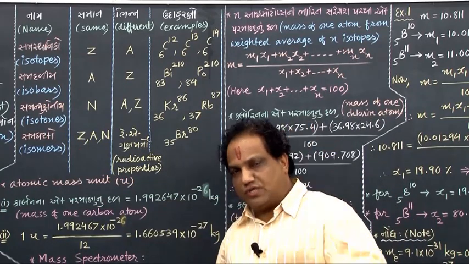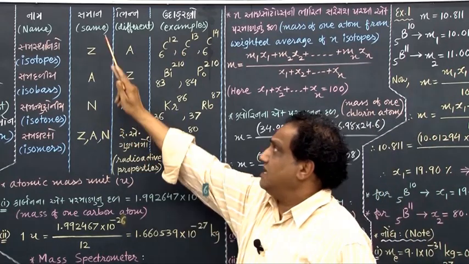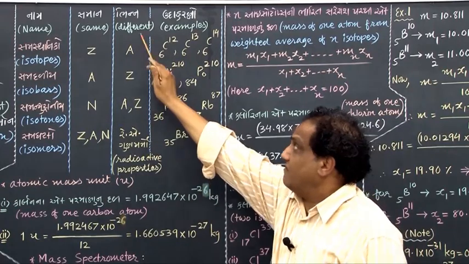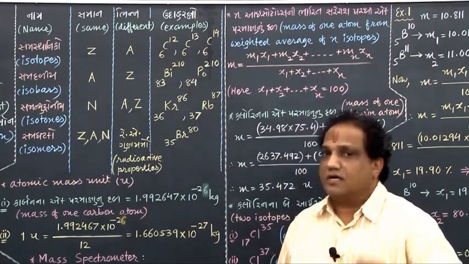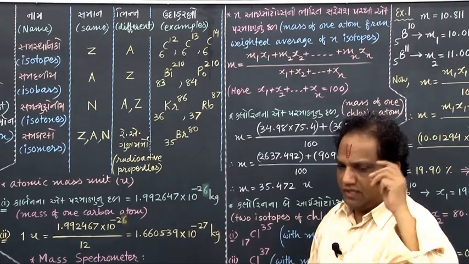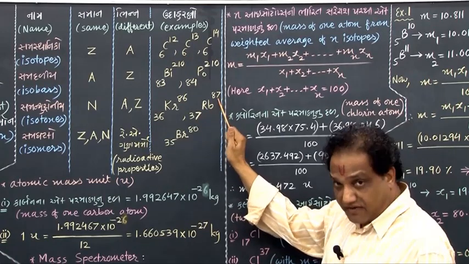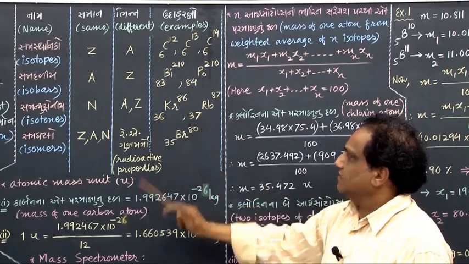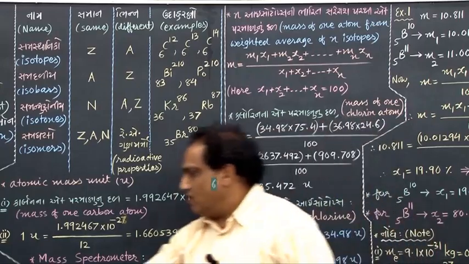Now, isotones. What are called isotones? Atoms for the nuclei of which number of neutrons is same but atomic mass number and atomic number are different are called isotones of each other. Examples: 36 krypton 86, 37 rubidium 87. You can see Z is different, A is also different.